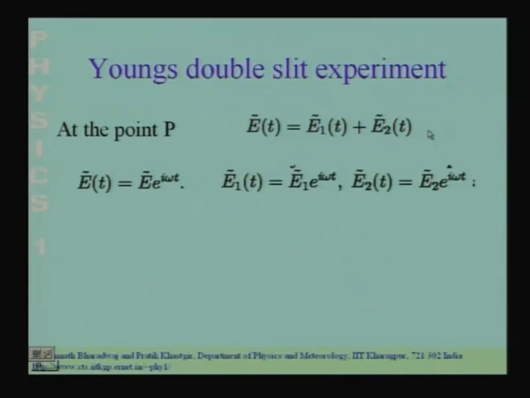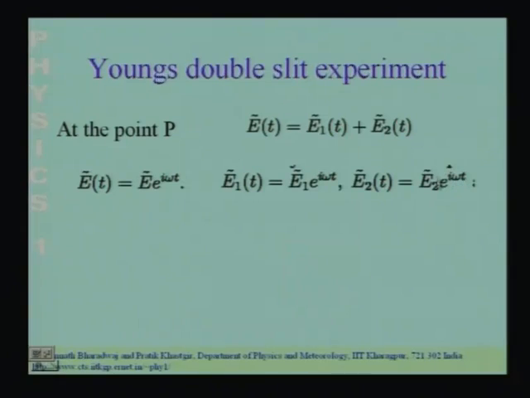Now, this shows you the same thing again. At the point P, the resultant electric field is the sum of E1 and E2, and we have used the complex notation, which is why we have these tildes on top. Now, the contribution from slit 1, E1 tilde of t, we can write as E1 tilde, a constant complex amplitude, times e to the power i omega t. Here omega is the angular frequency of the wave, and both the slits are illuminated by the same source.